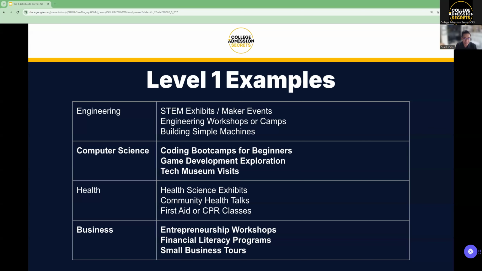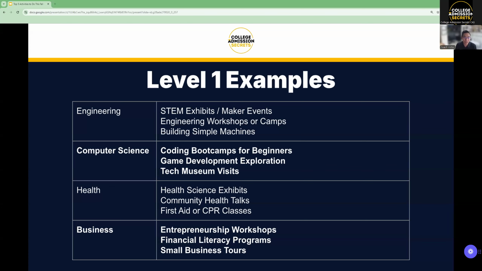Let's go into health. That looks like health science exhibits, community health talks, or first aid or CPR classes. Just by putting yourself out there in terms of the health field and trying to get volunteering experience here would be very beneficial as well. And lastly, for business: entrepreneurship workshops, financial literacy programs, small business tours, just being able to go to different businesses and learn about the business itself can be very influential.